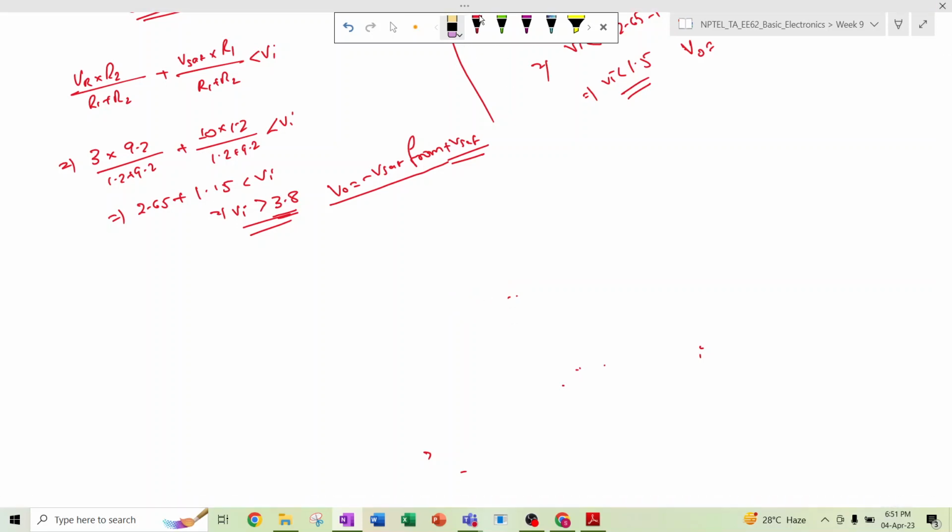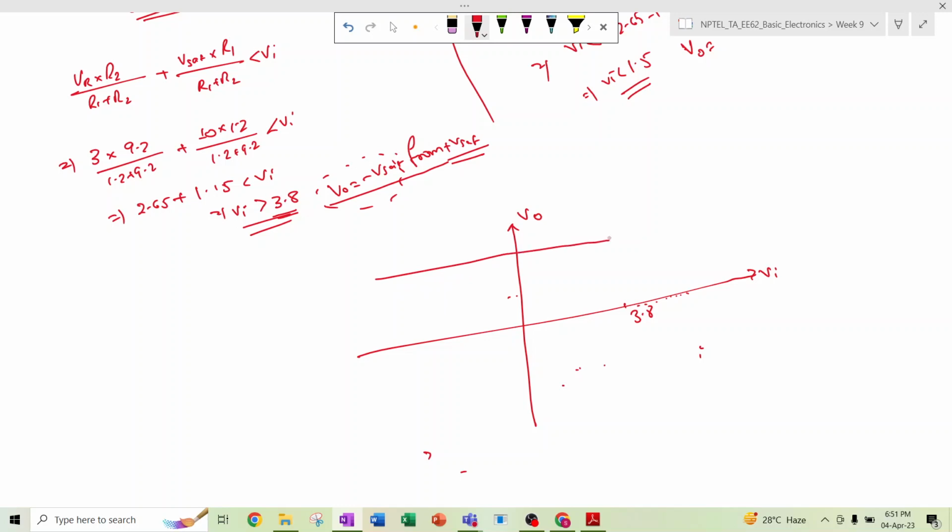Suppose this is Vi and this is VO and this is 3.8. That means if it is greater than 3.8, then it can go to minus Vsat from plus Vsat. Earlier it was plus Vsat, and then it will go to minus Vsat if the input is greater than this. If we draw an arrow to indicate this, it will be like this.